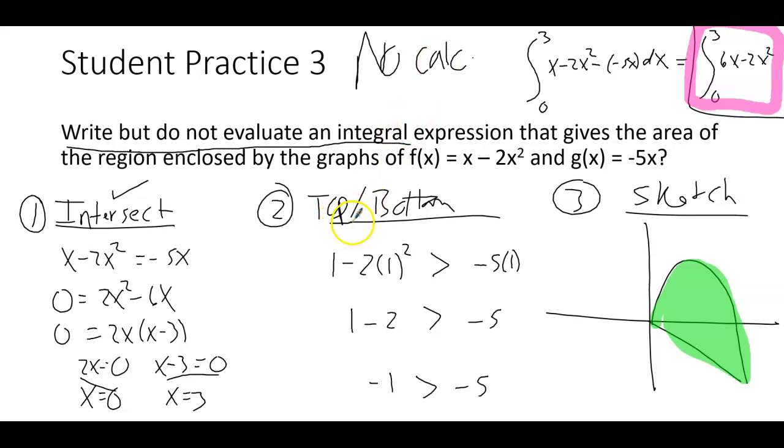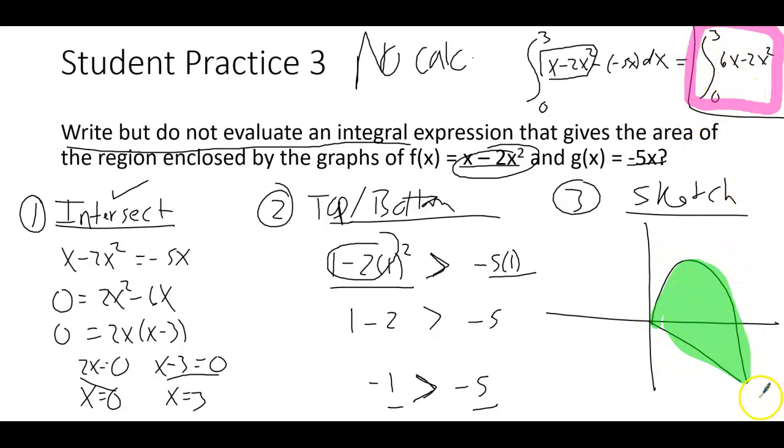Next, we want to figure out which one is top and bottom. So I pick a number between 0 and 3, and I plug it into each function. I chose to plug in 1, and I found out that I get -1 for this function on the left and -5 for the function on the right. That means the function on the left is greater, so that means that this one is the top function. So we have that function minus a -5x. So now note, you might have missed the minus a negative here. That becomes a plus, and you can combine the 5x with the 6x with the regular x to get 6x. And so this is the best way to write your answer here.